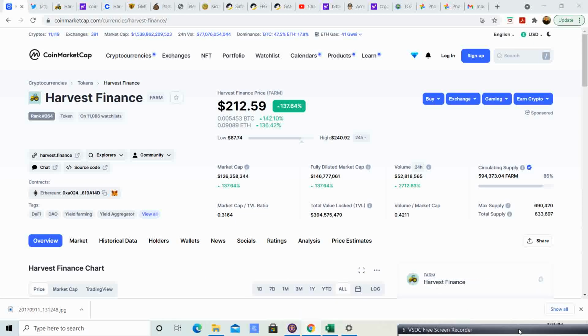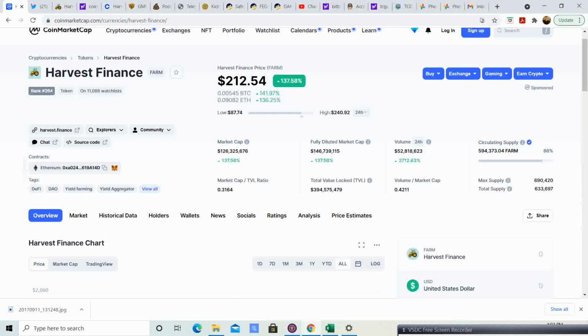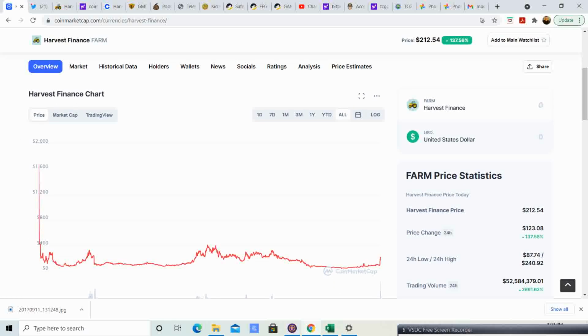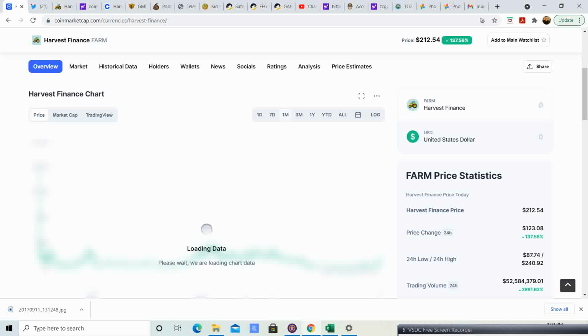Today I'm going to be talking about a new coin, guys. Like I promised in my last video, we're going to be going over Harvest Finance, or Farm. Look at those gains, 137% up at $212. Their volume is 2,712% up in the last 24 hours. Their market cap is 126,325,676. And look at these gains.